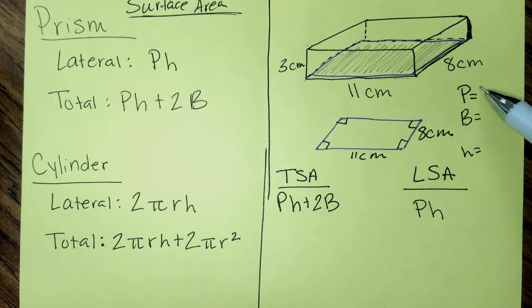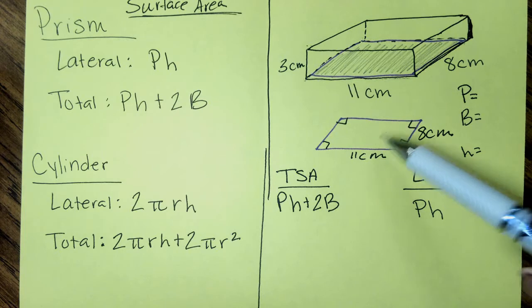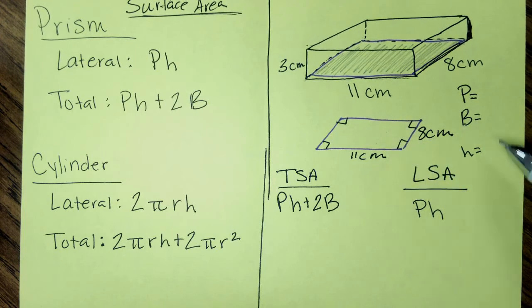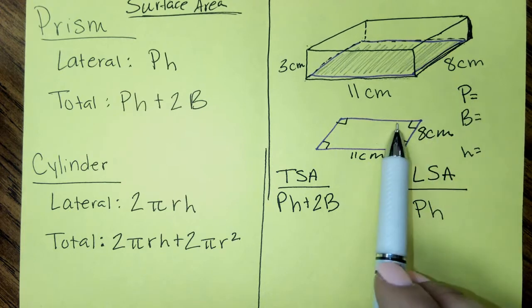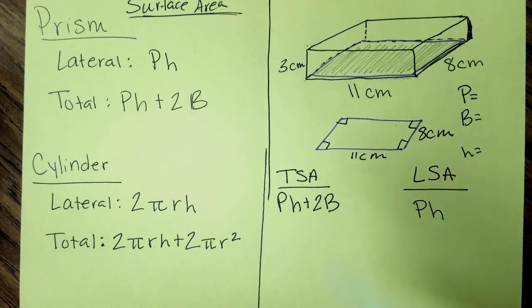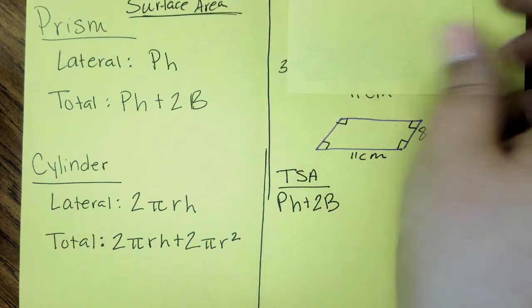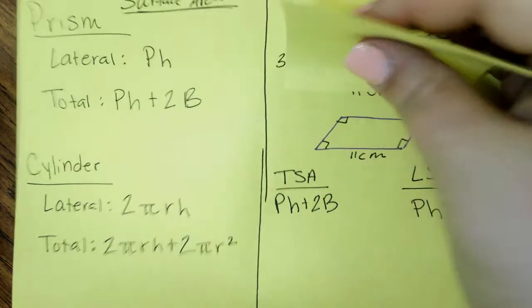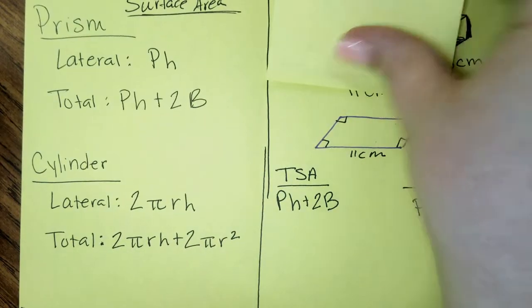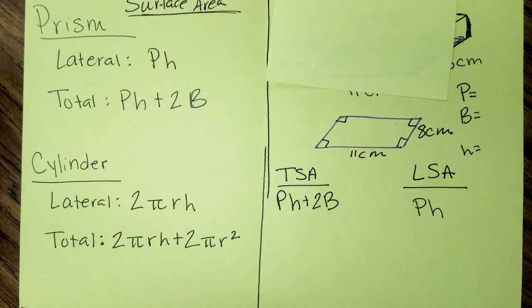The capital letters, or the big letters, come from the base, and the small letter comes from the prism. Since the big letters come from the base, I'm just going to cover up the prism so I'm not tempted to look at it. This helps me keep all of my numbers from the correct spots.